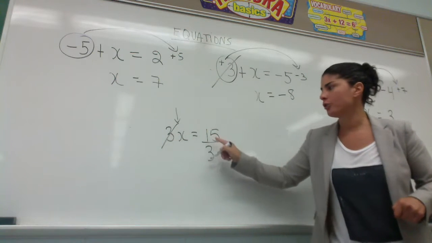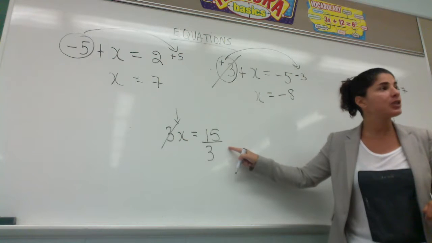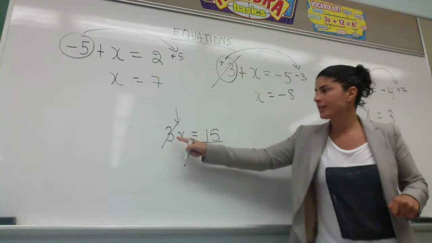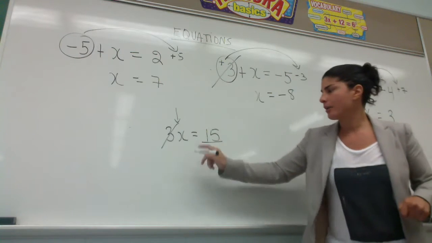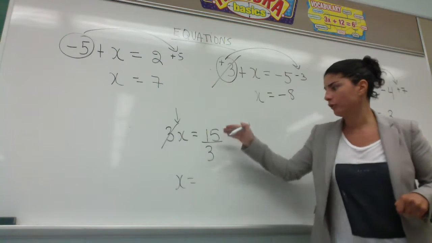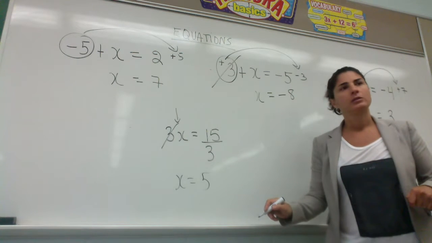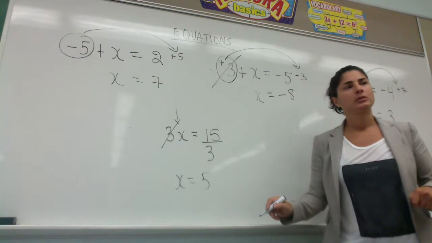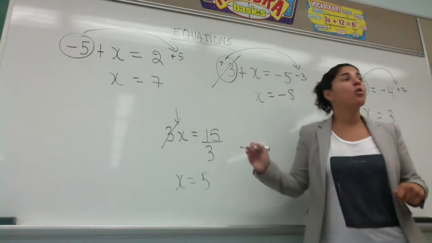Please do not use the division sign. Use the fraction bar as your division. So now what I did was, instead of multiplication, it became a division. I'm left with x is equal to 15 divided by 3 is 5. I'll do one more, and then I'm going to erase and do more of them.